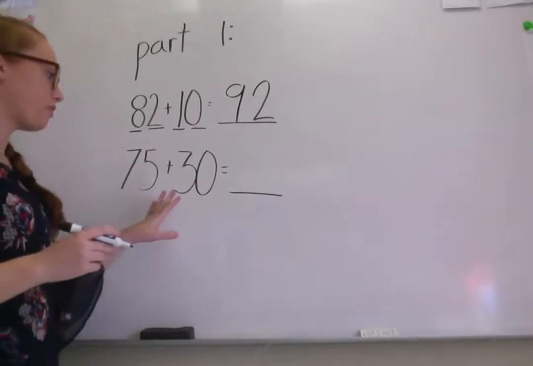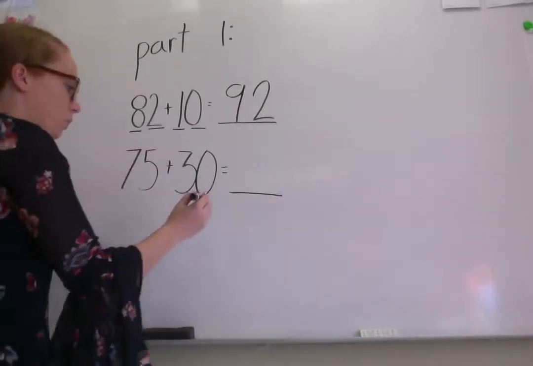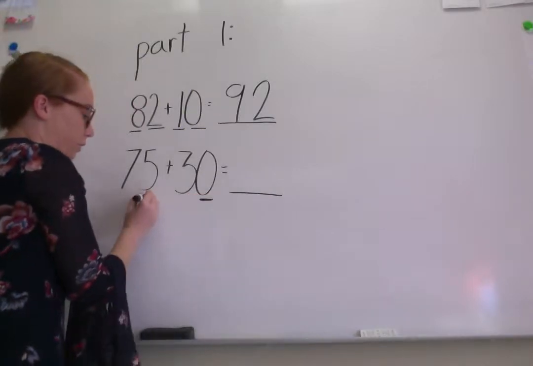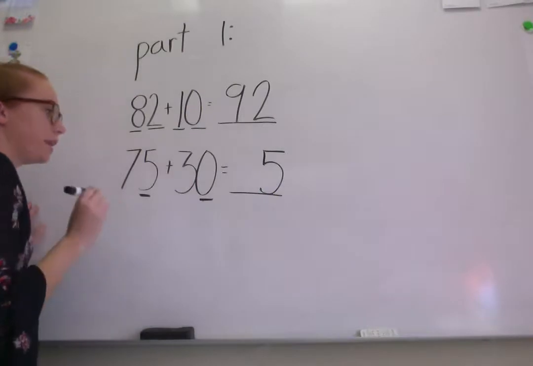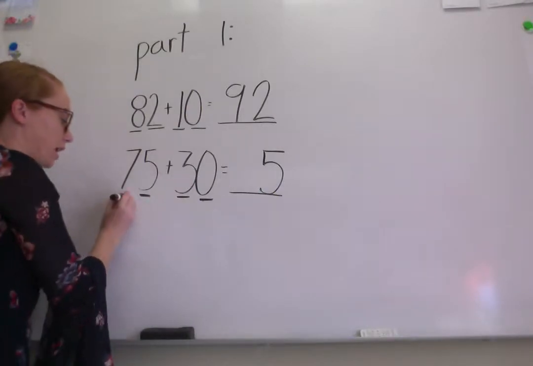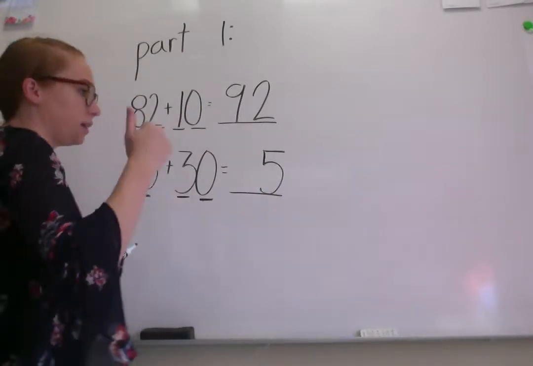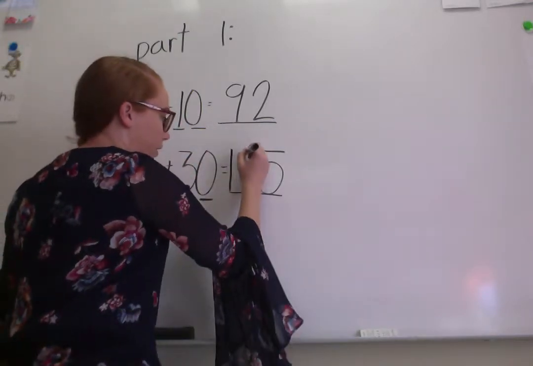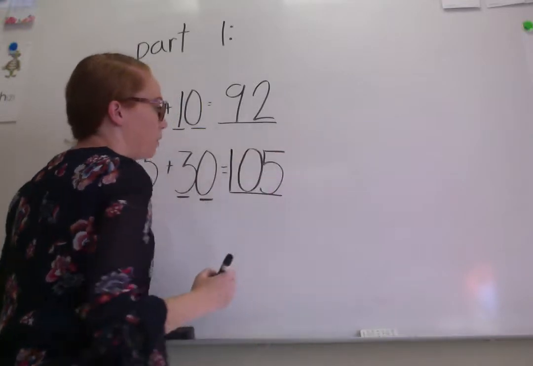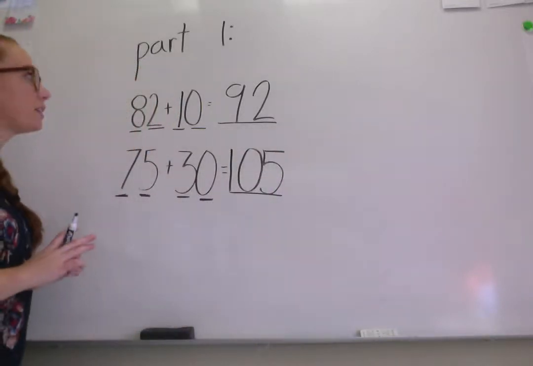Next, we have 75 plus 30. Same idea. We're going to add our ones first, which is 0 plus 5. 0 plus 5 is 5. Then add our tens. 3 plus 7. So we have 7, 8, 9, 10. We would write this, put our 10 in front. It'd be 105. 105 as our answer.